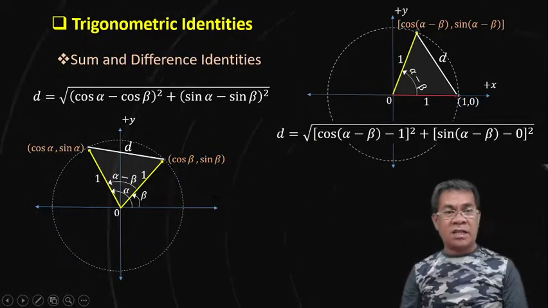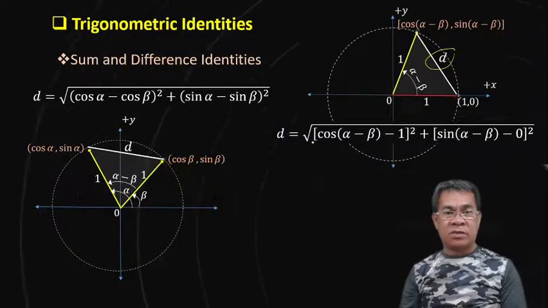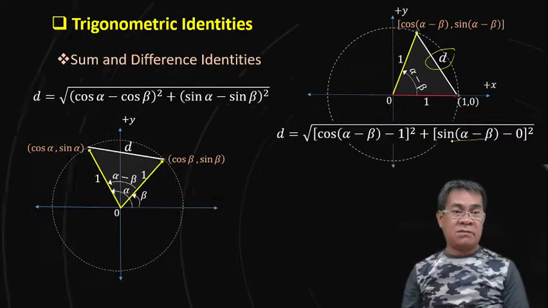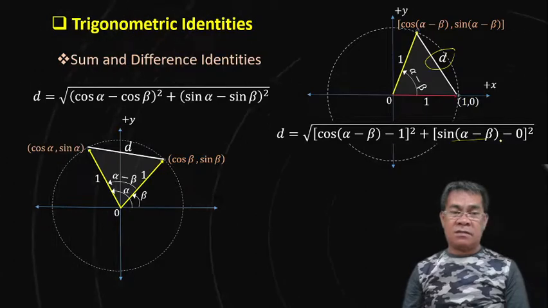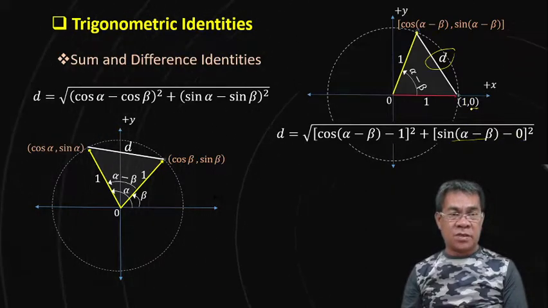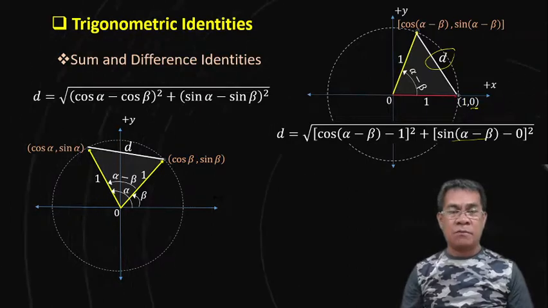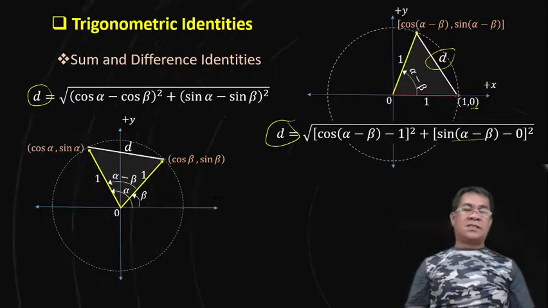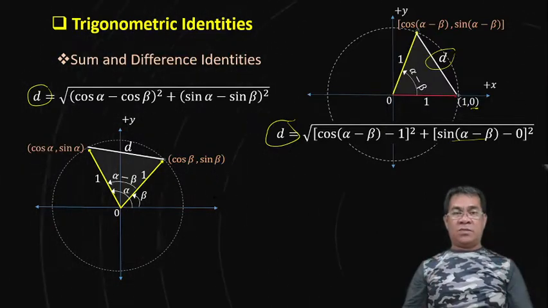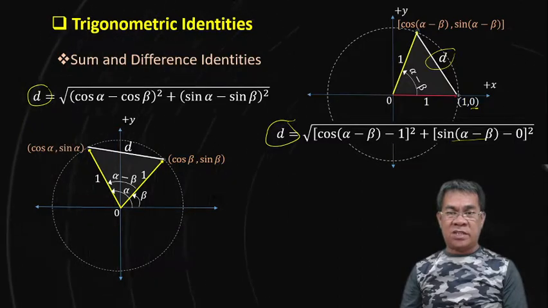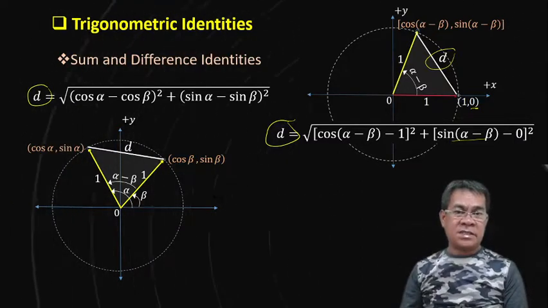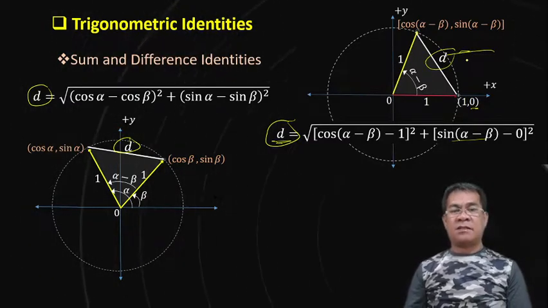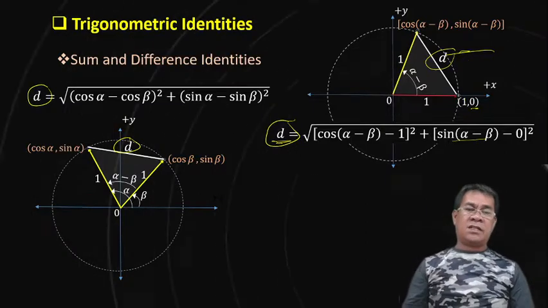Calculating again this distance, it is equivalent to the square root of cosine of alpha minus beta minus 1, squared, plus sine of alpha minus beta minus 0, which is this one, then square it. So we have two different expressions for the distance, but take note, they are the same. We did not change the side, we did not change the angle, remember. So therefore, this d must be the same. This d is equivalent to this value. In other words, in mathematics, we can equate these two.